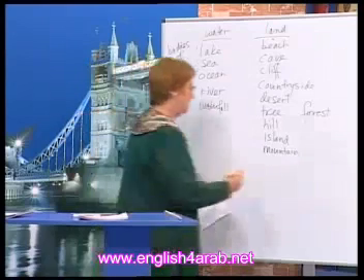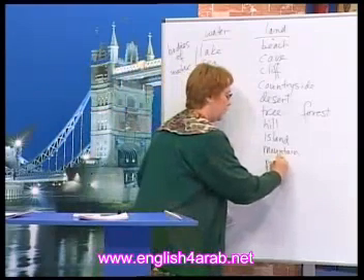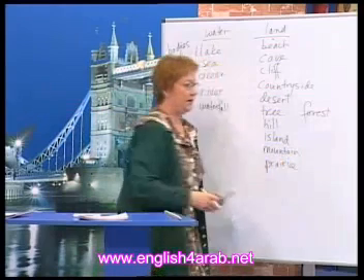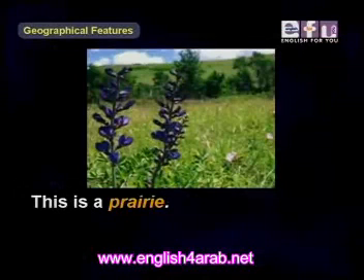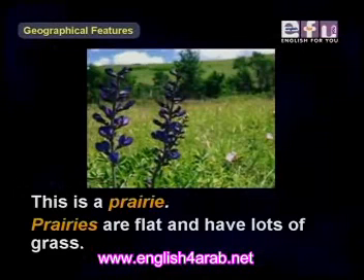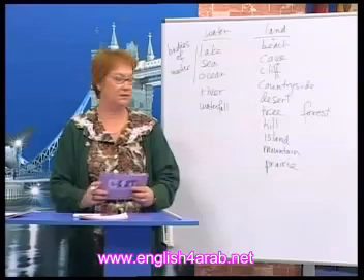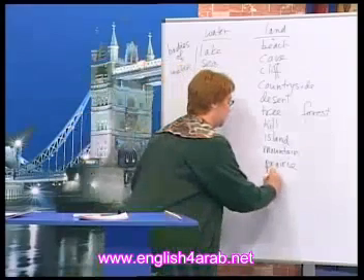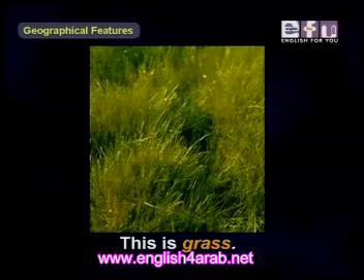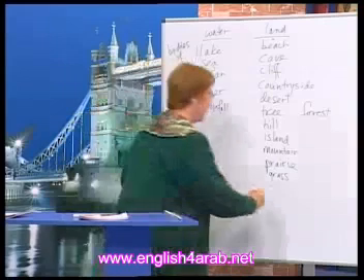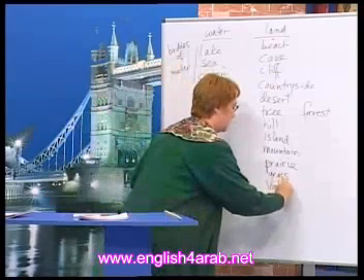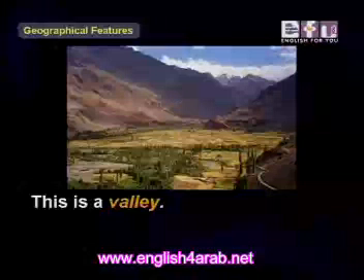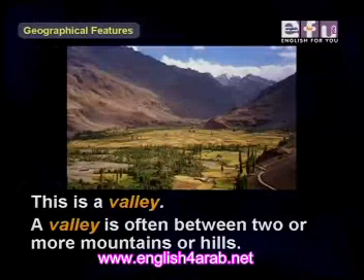Next is prairie. This is a prairie. Prairies are flat and have lots of grass. And grass, this is easy, this is grass. Green, green grass. And the last one is valley. This is a valley. A valley is often between two or more mountains or hills.